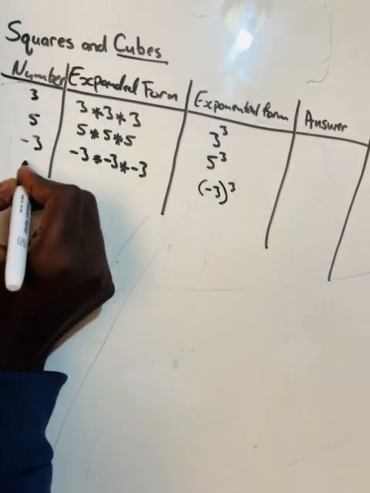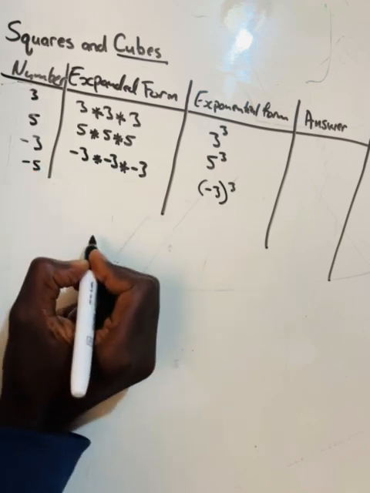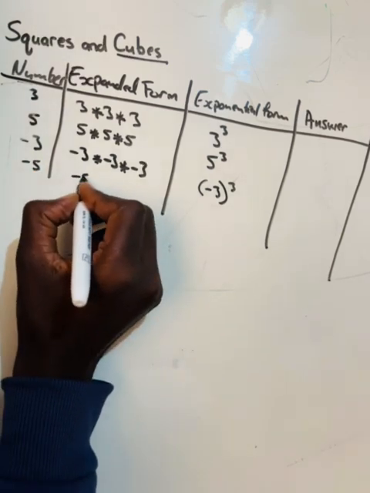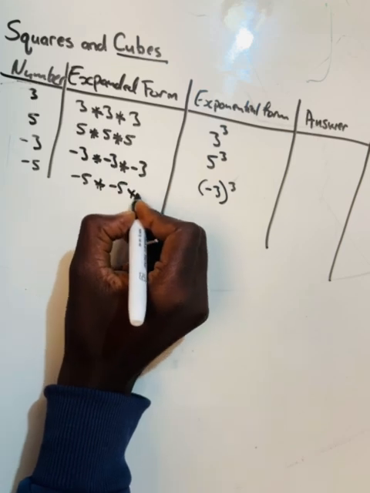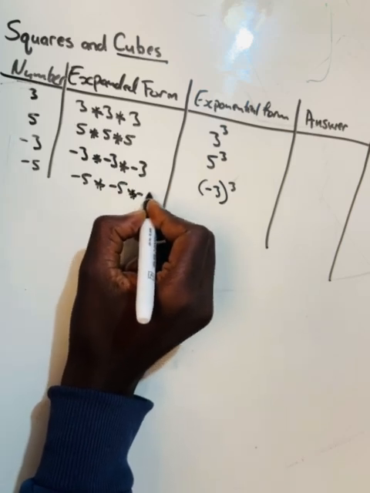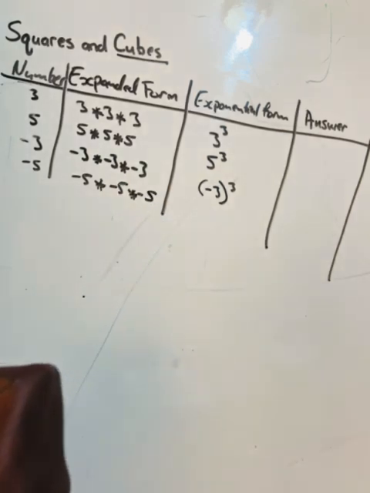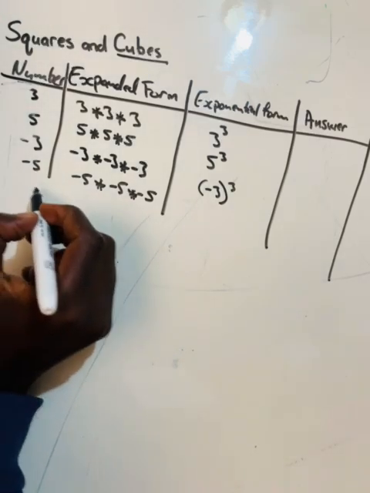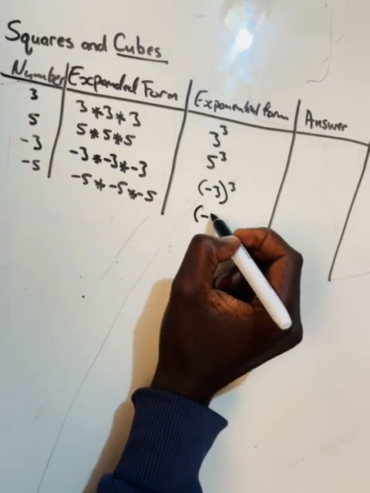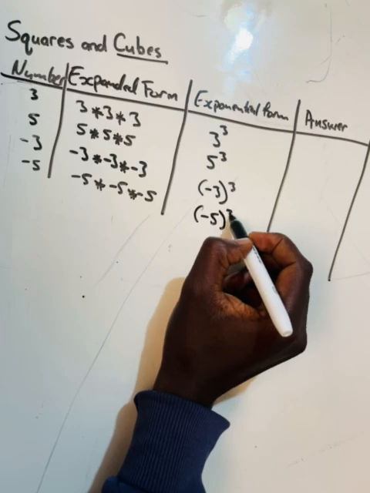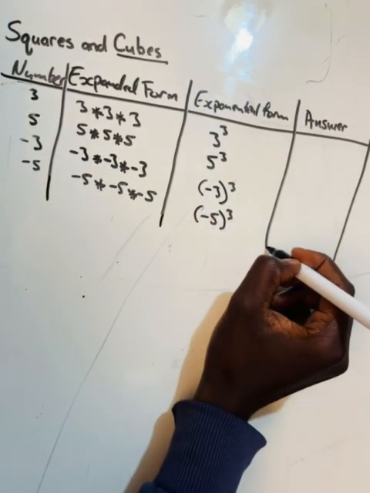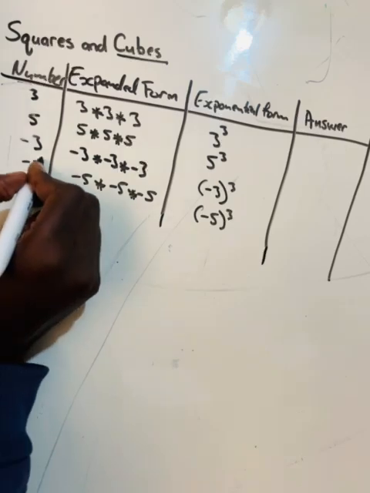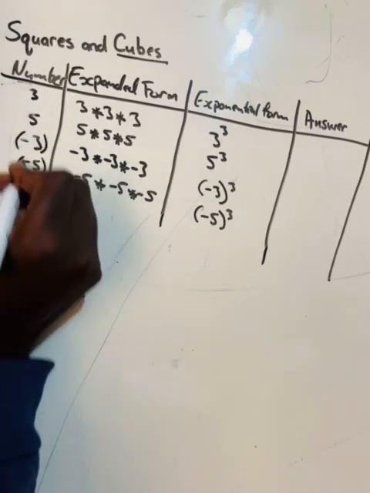Then we come here, we say -5. So we say -5 multiplied by a -5 multiplied by a -5, right? So here we're now going to say open bracket -5 like this to the power 3. So let's place these two inside the bracket.